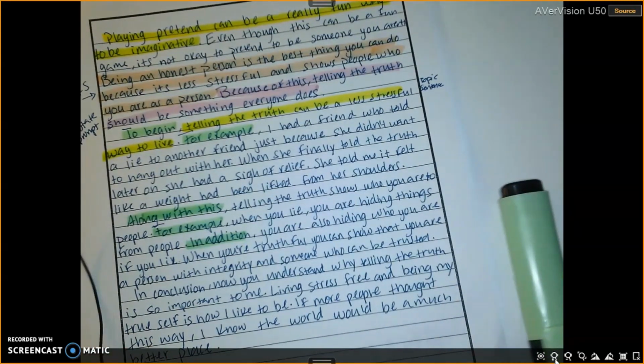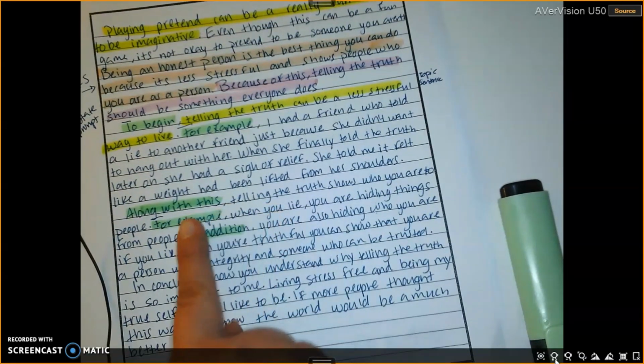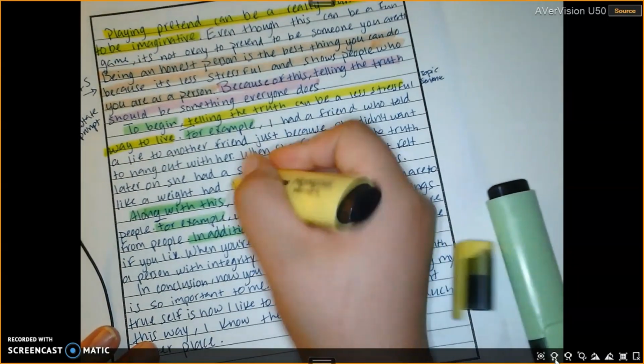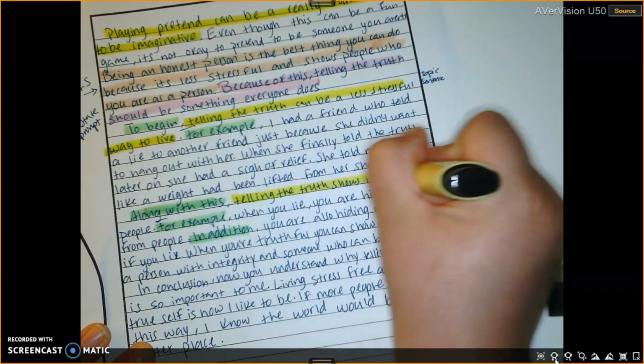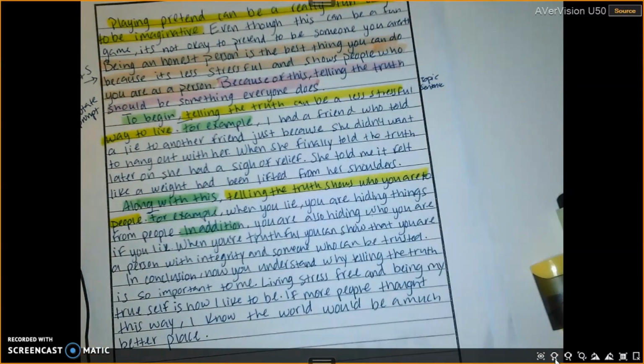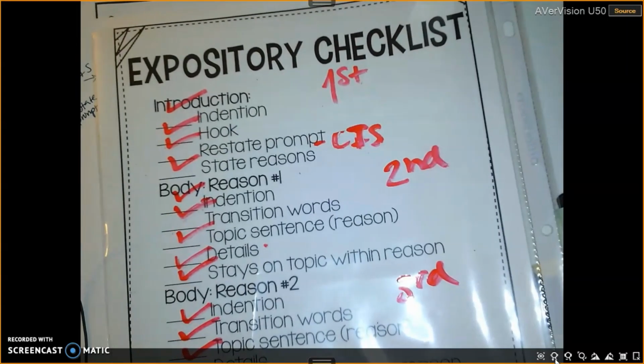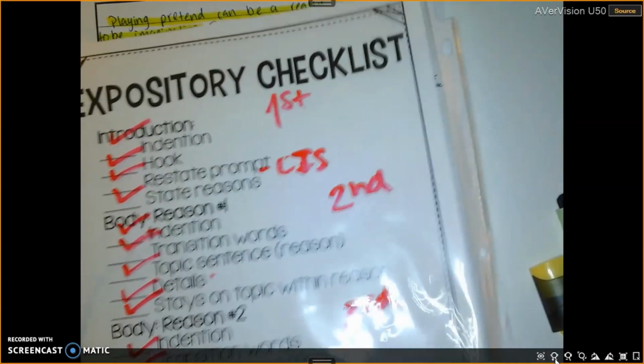Okay, and do I have my topic sentence? Telling the truth shows who you are to people. Yes, I have my topic sentence. Oh, my cap went flying right now. So that means I get my checks for transition word and topic sentence, which is usually the reason.